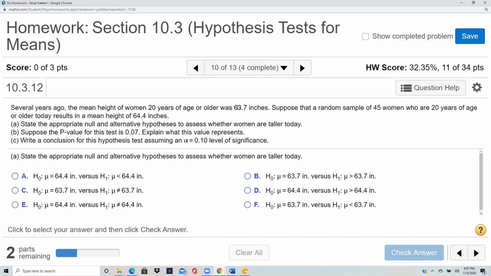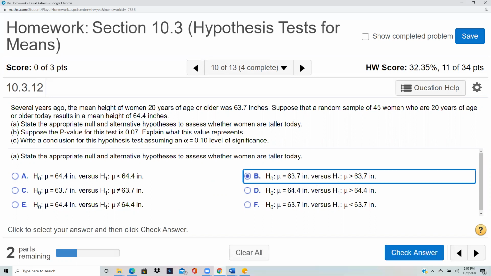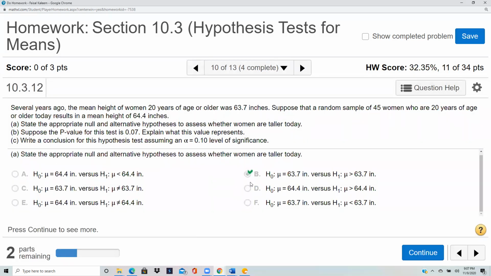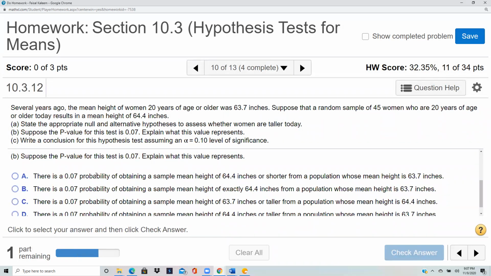And then we are testing: state the null and alternative to assess whether the women are taller today. So we are testing whether today the height is greater than 63.7. The null has equal to 63.7 and the alternative greater than 63.7. The p-value is 0.07 and alpha is 0.1.